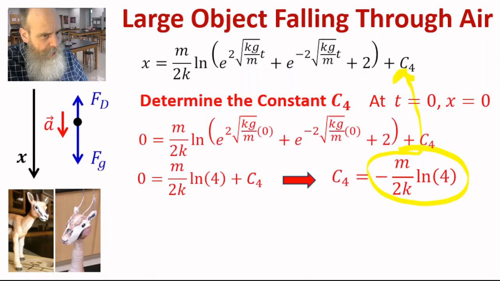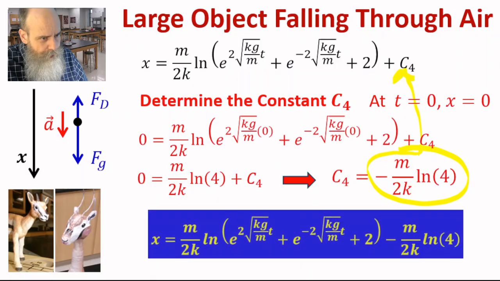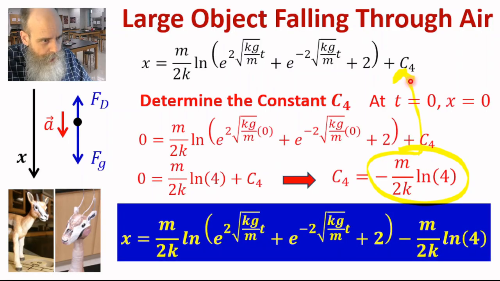Drum roll, please. x equals m over 2k ln of e to the 2 square root kg over m times t, plus e to the negative 2 square root kg over m times t, plus 2, minus m over 2k ln 4. This is a very complicated function. Let's see what it is near t equals 0 and what it is for large values of t to help us understand it more.